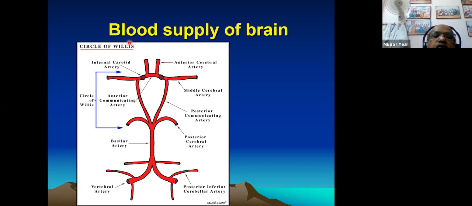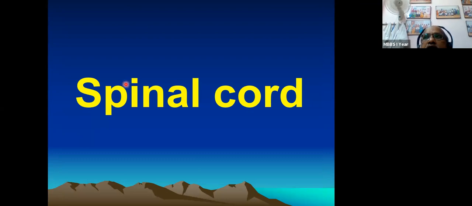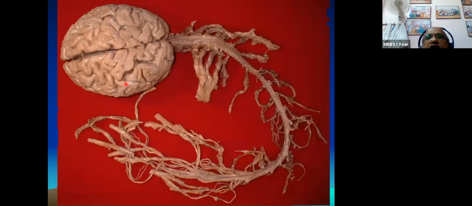Important short notes for you: circle of Willis. So this is the circle of Willis. Later on we can read. Like that we are going to read about your central nervous system. The first class after this introduction will be your spinal cord. See that? This is the real brain and spinal cord that we have removed here. So this is your spinal cord.